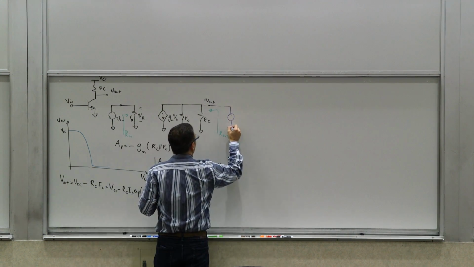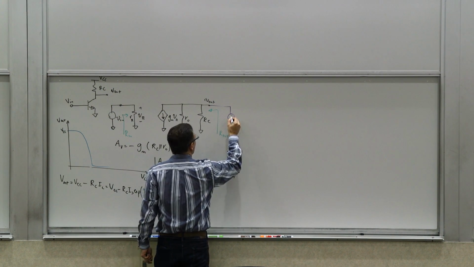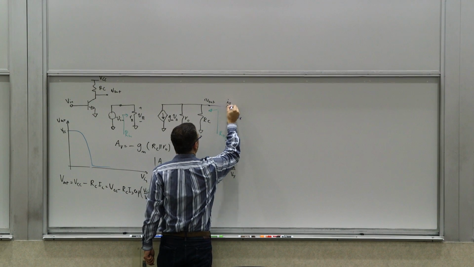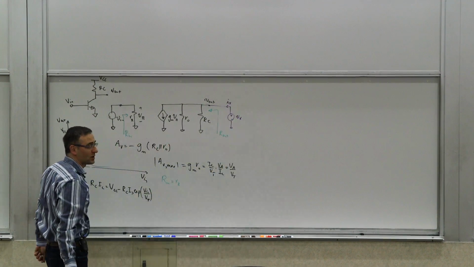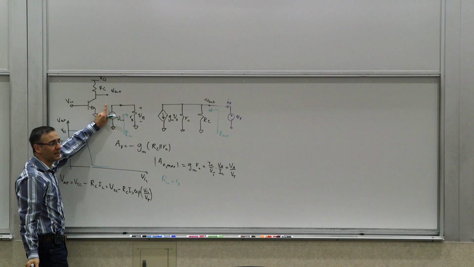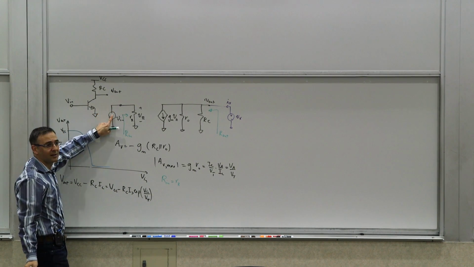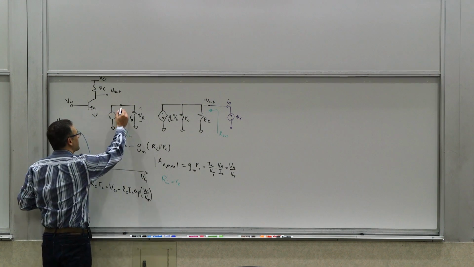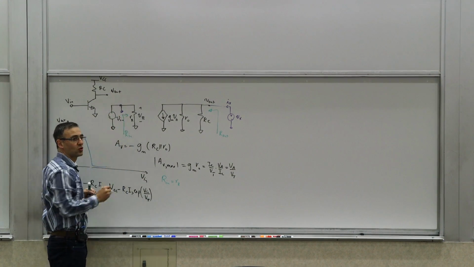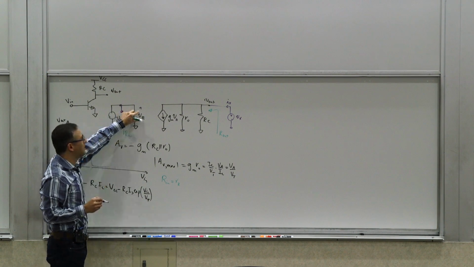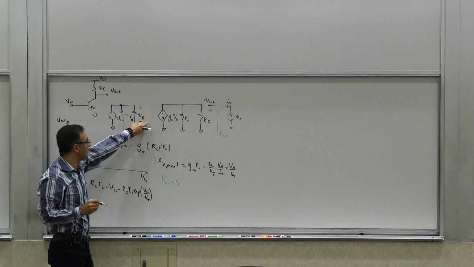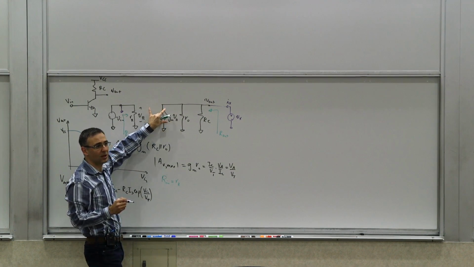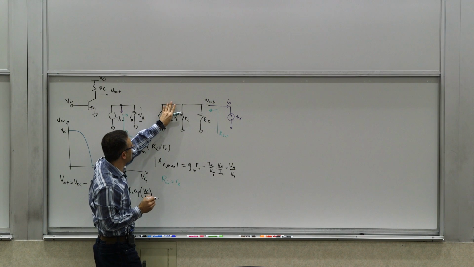So if you wanted to calculate what Rout is, you apply some sort of a Vx, let's say, and then you're trying to calculate Ix. And you have to null the sources. So when you null the sources, where are the other independent sources? This guy, right? So you null it, what happens? This becomes ground, becomes shorted to ground. So what is v pi? 0. So what is gm·v pi? 0. So what does this current source become? Open.